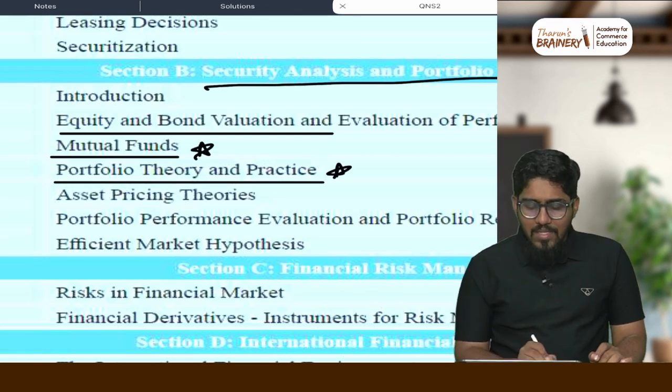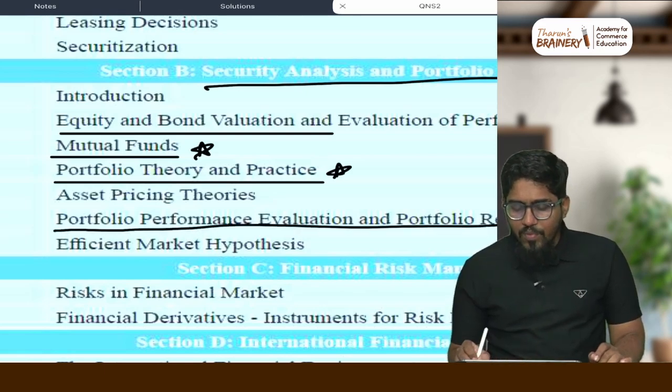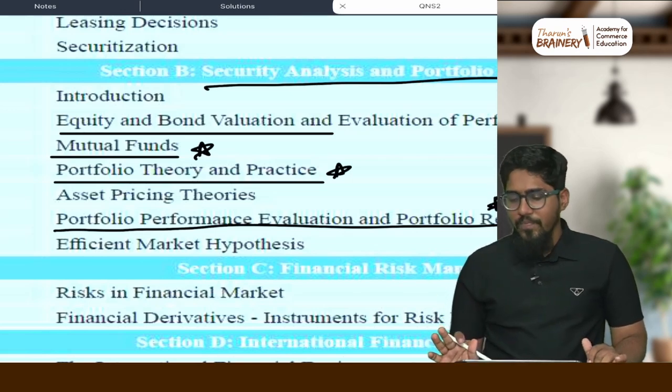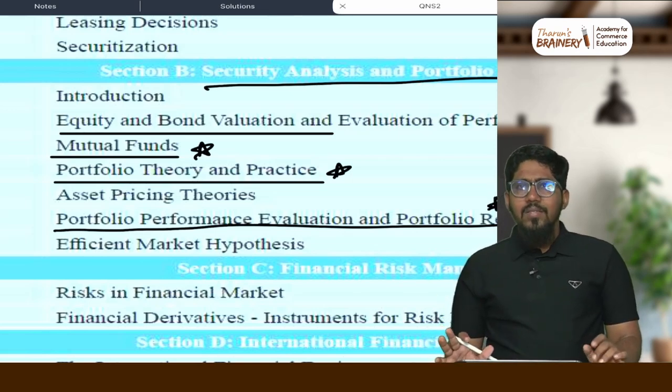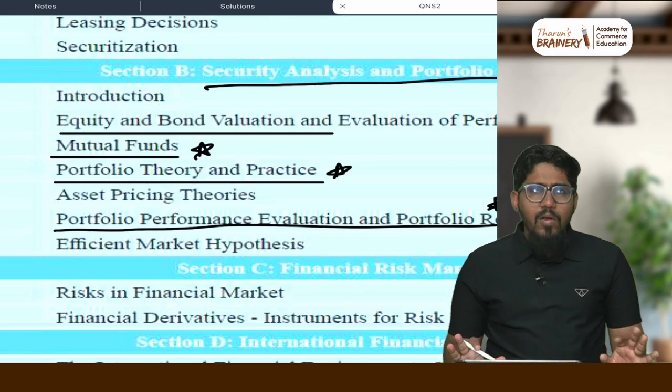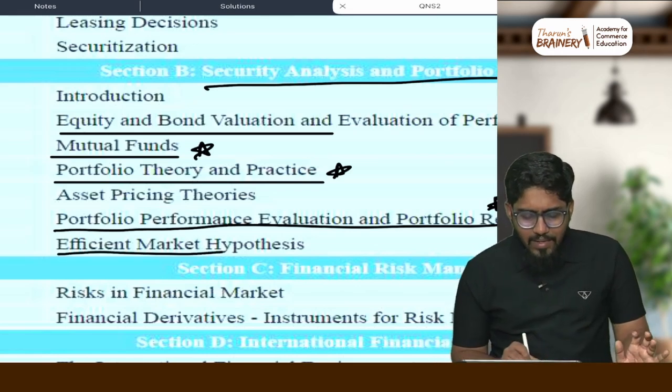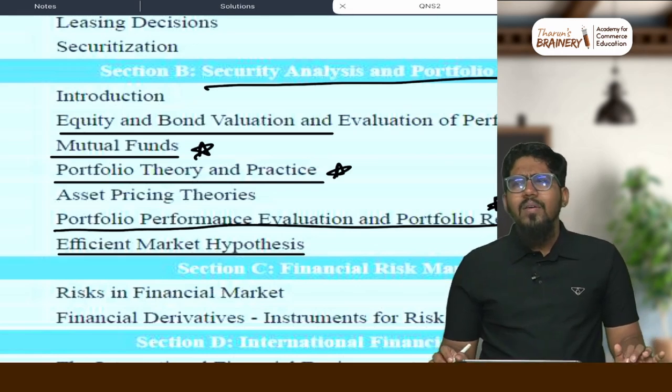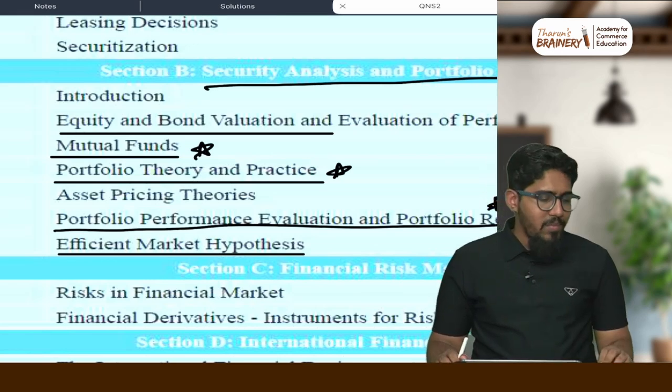Asset pricing theories, portfolio evaluation and portfolio revision are again very important, with 1 or 2 questions asked from these. So these are the important areas from where a lot of questions are asked. Efficient market hypothesis is a theory part. You just have a reading of what the efficient market hypothesis is.